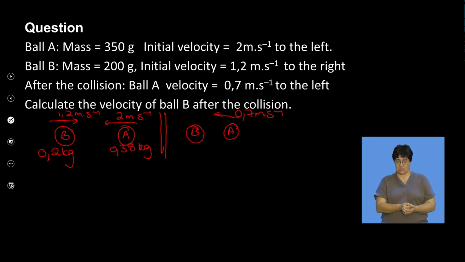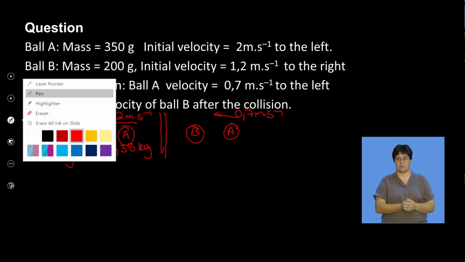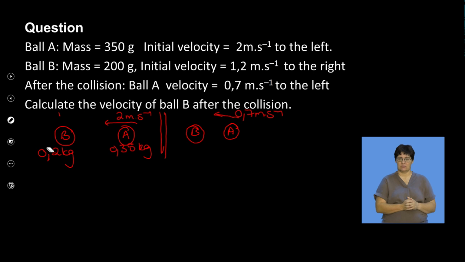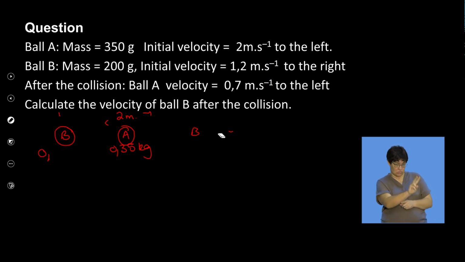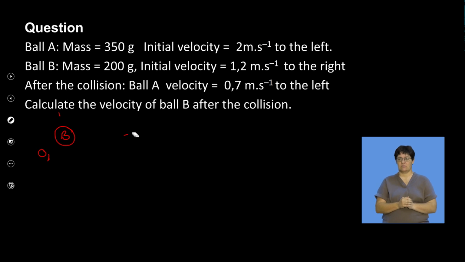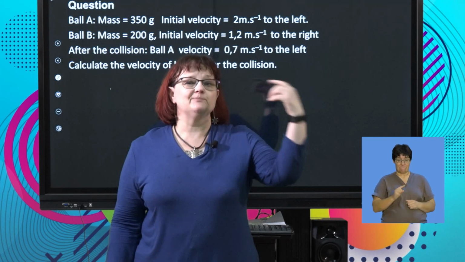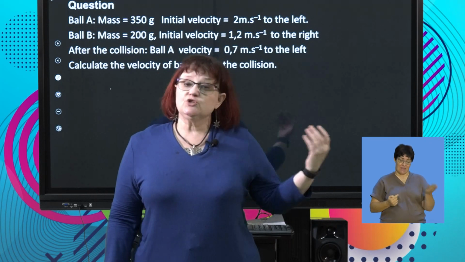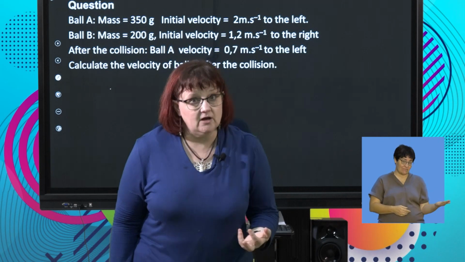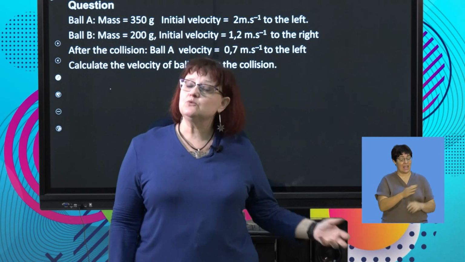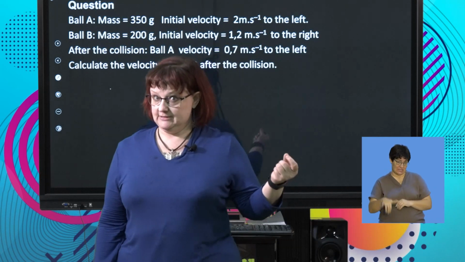Right. So now we need to set up our equation. I'm going to need to rub out my diagram because of space. Okay, so I'm going to take this away. You've all got it. Also, what I need to do is make a decision about direction. I'm going to take the first direction that was given to me as positive, and that was going to the left. So anything going to the left will have a positive velocity. Anything going to the right will have a negative velocity.